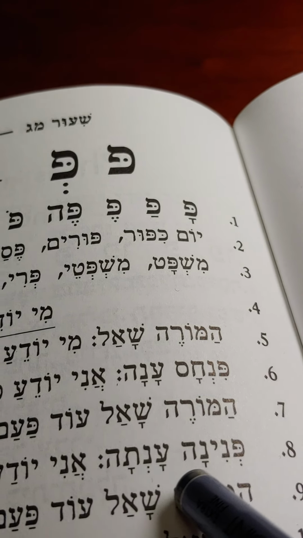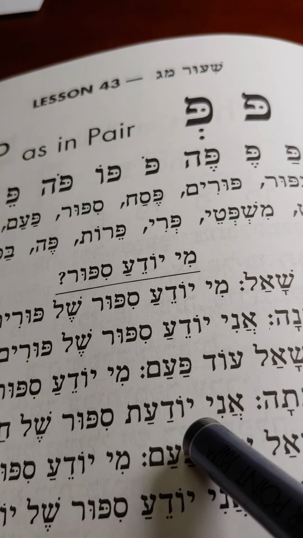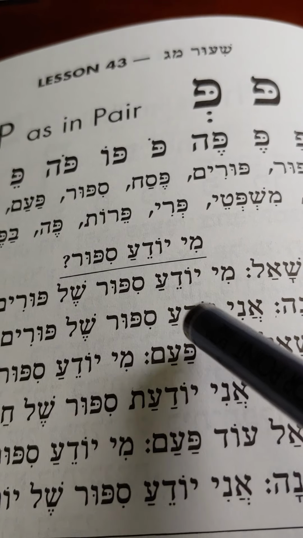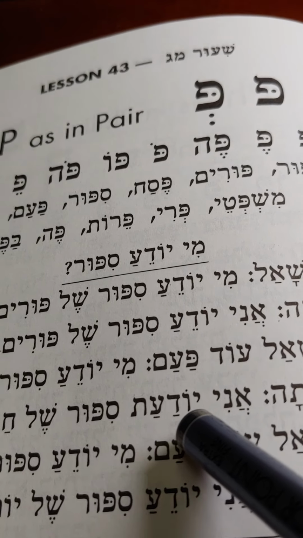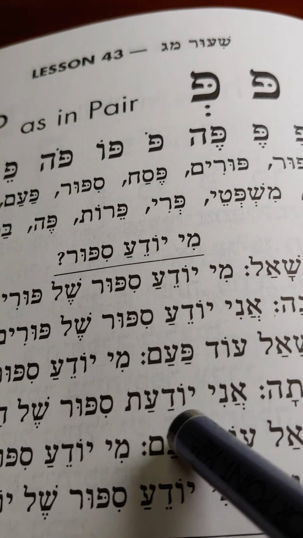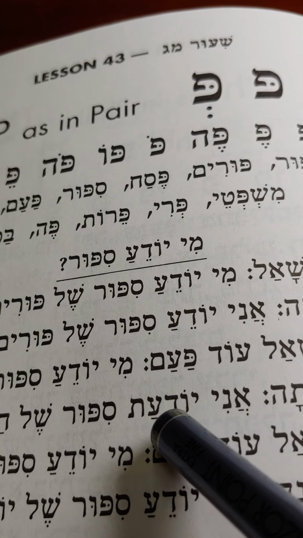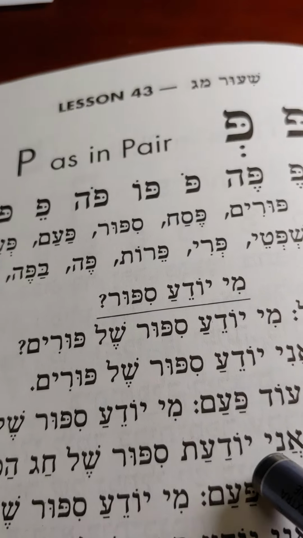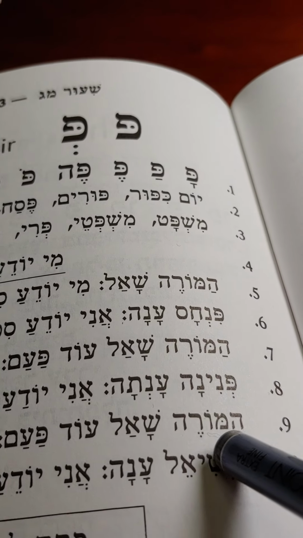Shmona, 8. Penina anta, Penina answered. Ani yodaat. This is for a girl. Yodea is for a boy. Ani yodea, I know. Ani yodaat, I know, but for a girl. Yodea for a boy, yodaat for a girl. Ani yodaat sipur shel chag ha-pesach. I know a story of the holiday of Pesach.